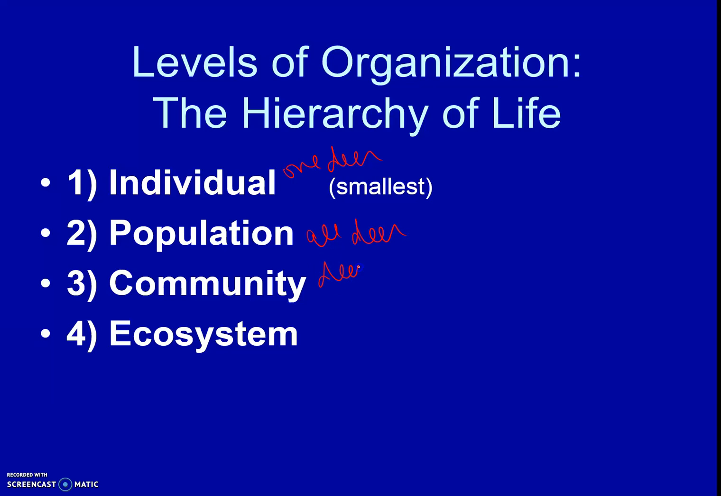Community would include the deer, squirrels, what else did I say? Raccoons, maybe robins. We could go on for days, but that's enough. You get it. It's all of those populations. The ecosystem includes the community, so all of those living parts of the environment plus the non-living things.